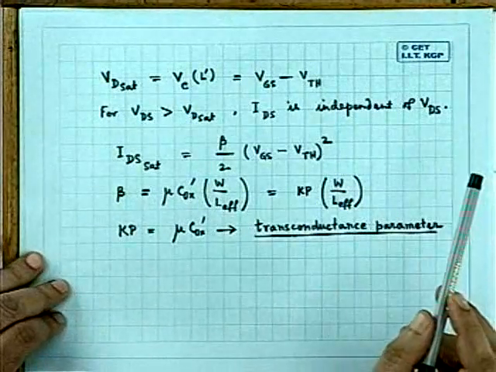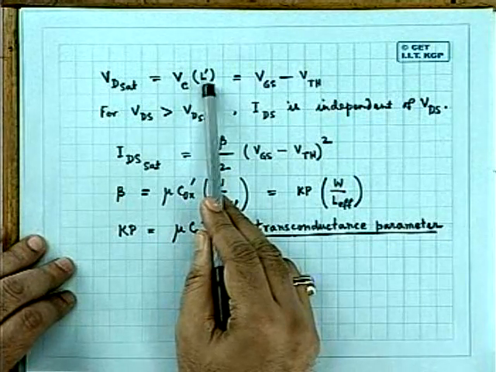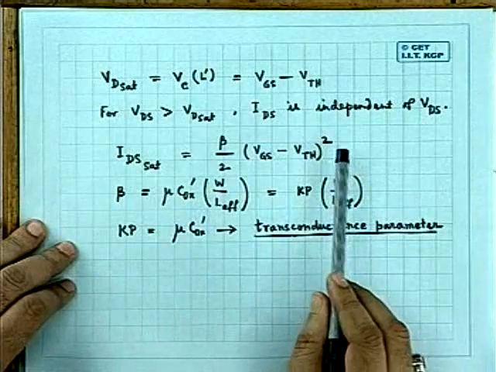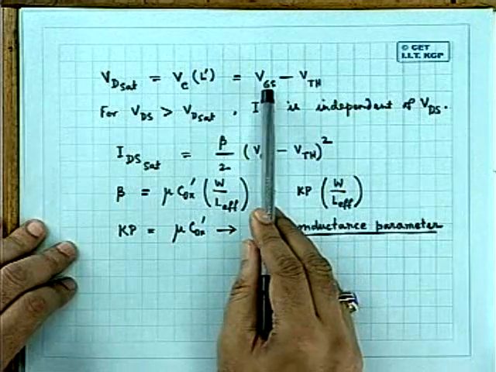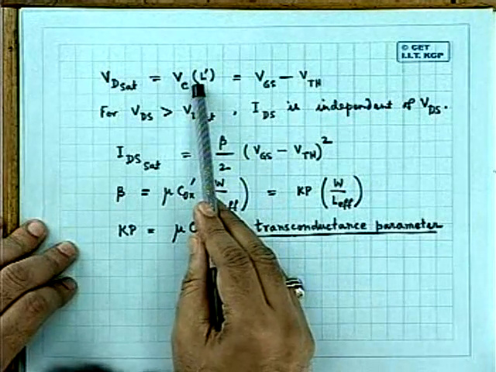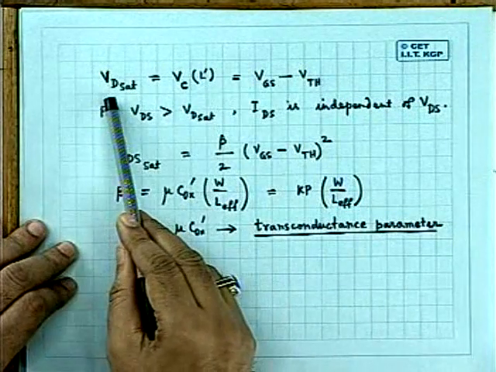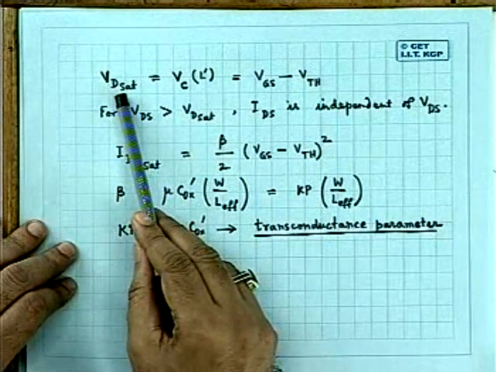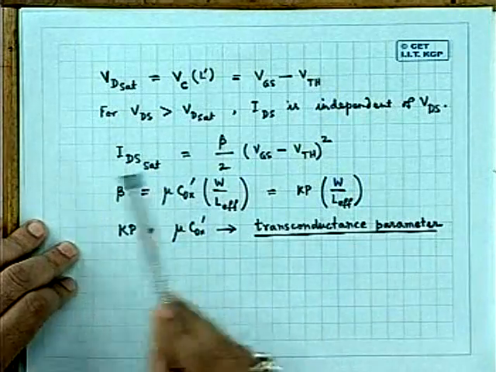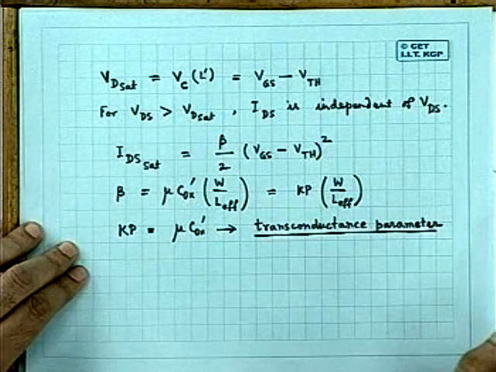We define in level 1 VDSAT in a very simple way. We said that near the drain end at the point L dashed, that is the point of pinch off, the voltage is VGS minus VTH. That means the voltage at the gate with respect to the point of pinch off is VTH, and that is approximated as VDSAT. That is approximated as the saturation voltage for VD, beyond which the current becomes saturated, and that is a simple definition of VDSAT in level 1.